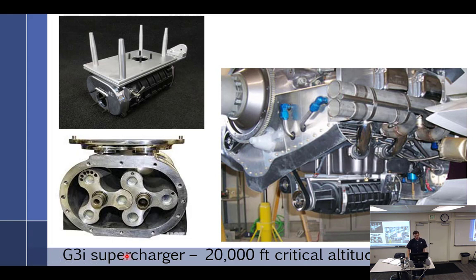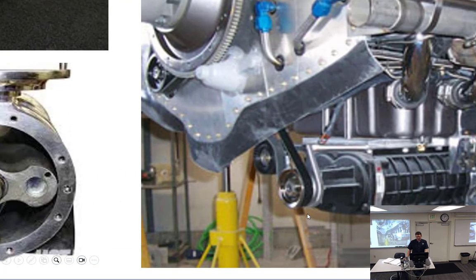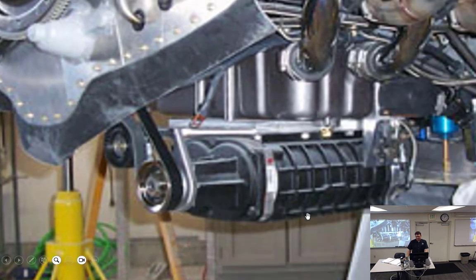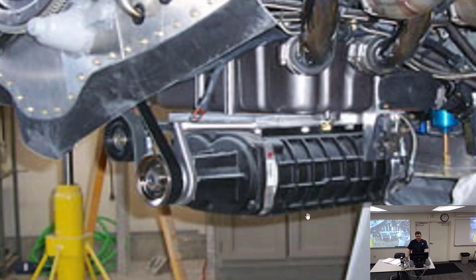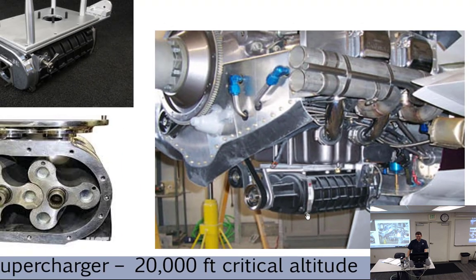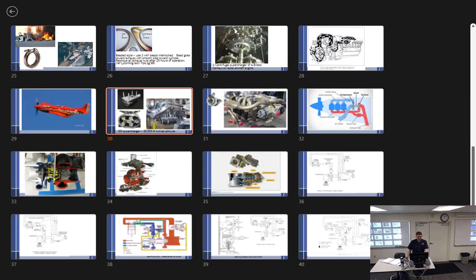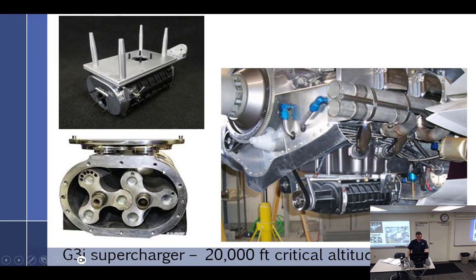There's a G3I supercharger that has a 20,000 foot critical altitude. It's a belt-driven supercharger on the bottom of a Lycoming engine. It's a blower. Two fidget spinners. These little fidget spinners interlock and they spin around and they force the air up.